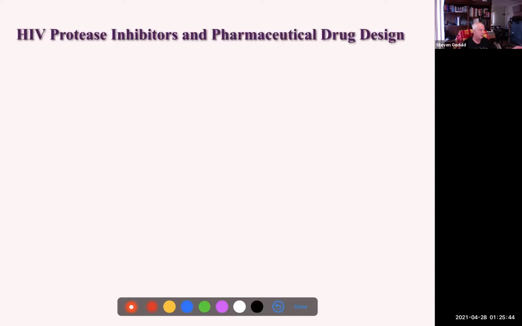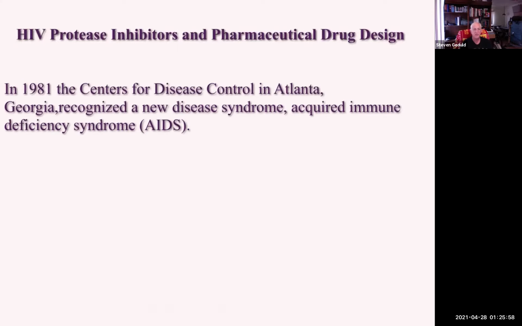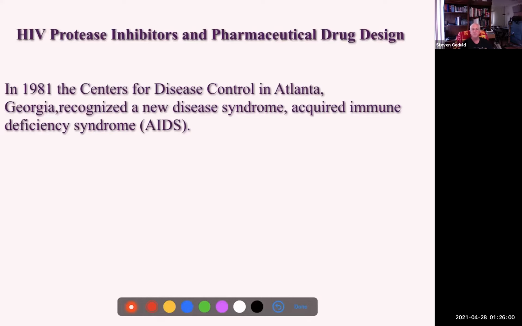All right, HIV protease inhibitors and pharmaceutical drug company design. This is one of the drugs combined for and during HIV treatments that we actually started using. And it started back in the 1980s. Okay, in 1981, the Center for Disease Control in Atlanta recognized a new disease syndrome called AIDS, acquired immune deficiency syndrome. Okay, this was back in 1981.